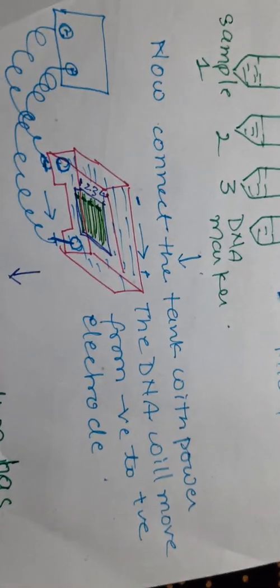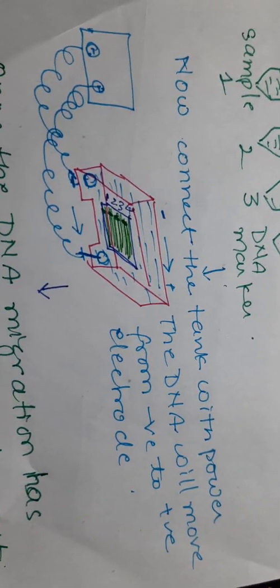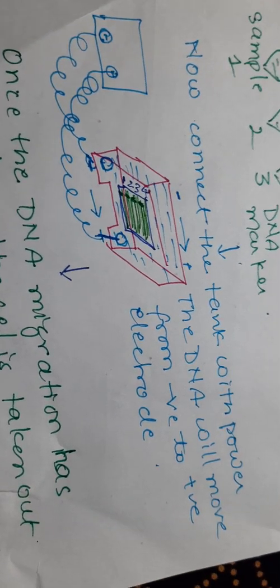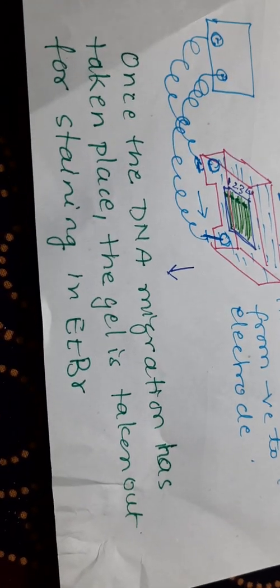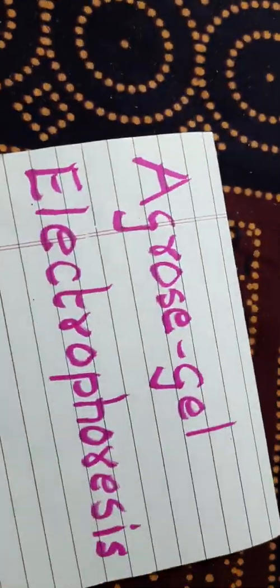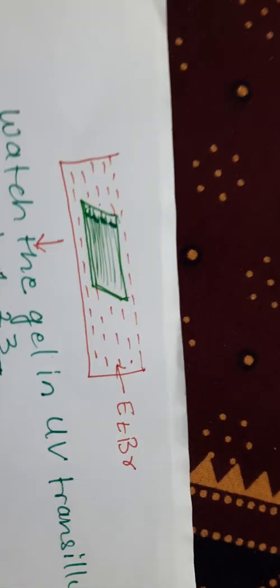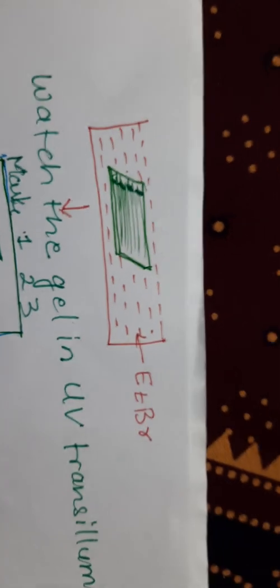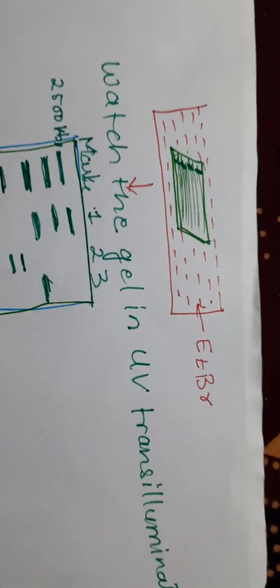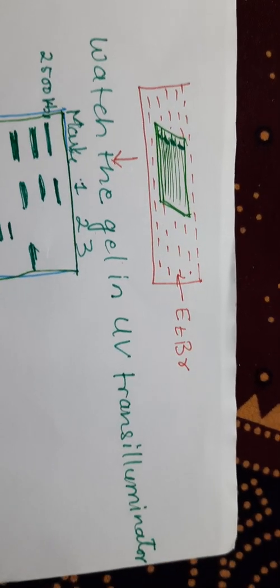Once the sampling is done, we have to connect it with the power supply. The DNA will run from the negative to the positive terminal, and once the DNA migration has taken place, the gel is taken out for staining. Ethidium bromide solution is prepared, and in that the gel is kept for a certain period of time. Now the gel is ready to be viewed under the UV illuminator.